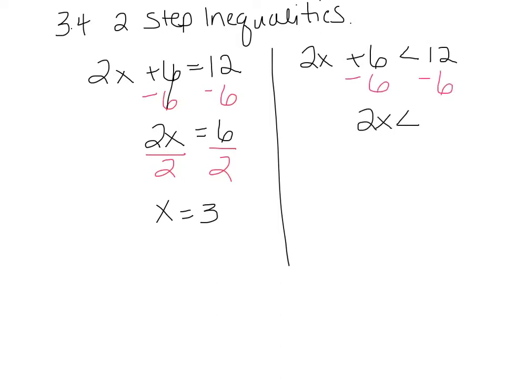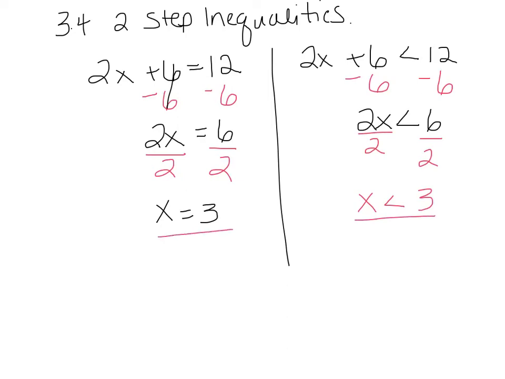2x is less than 6. How is 2 connected to x? It's 2 times x. The inverse of multiplication is division, so divide by 2, divide by 2. Since I'm dividing by a positive number, I don't need to worry about flipping the inequality, so it's just x is less than 3.